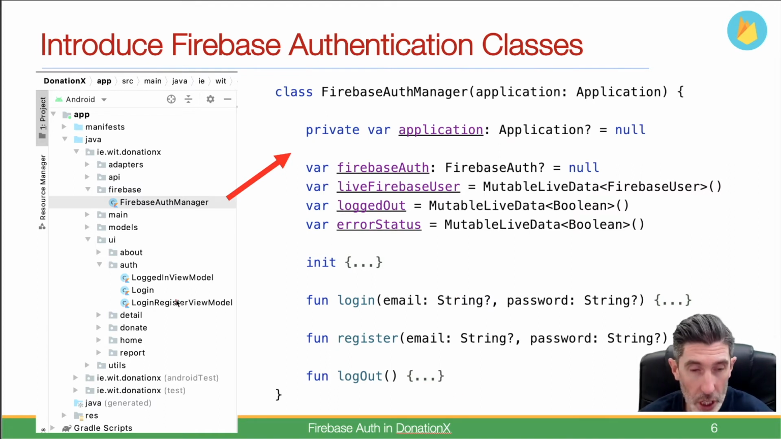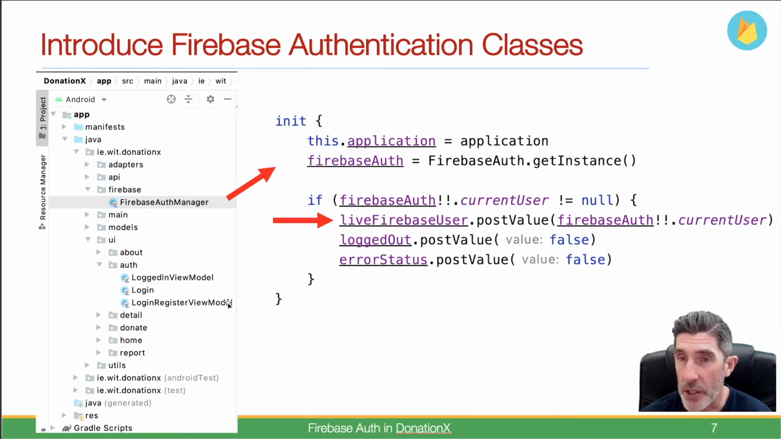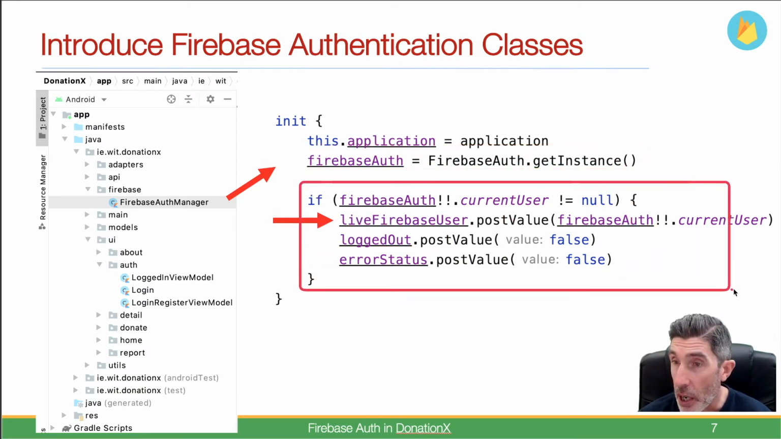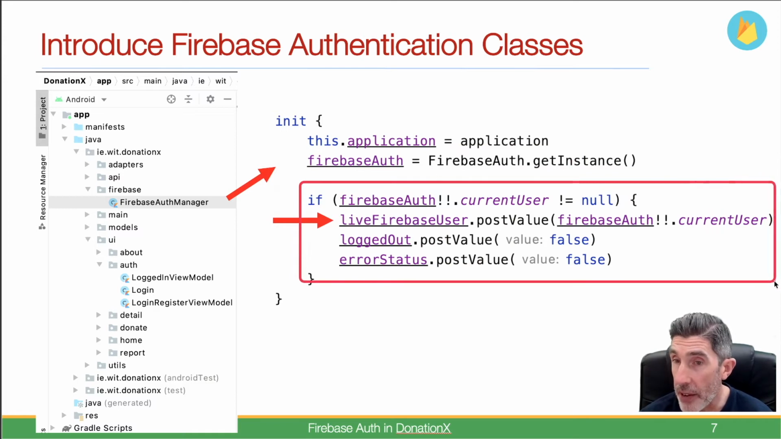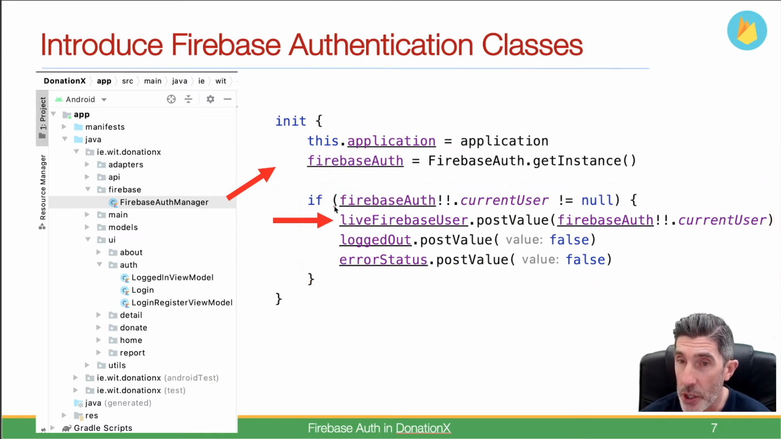Okay, so if we look at those in a little bit more detail. So here's our init. What do we do in the init? We grab our application object, we get that Firebase Auth instance, and then we do a check here to see, are we logged in already? Do we already have a current user? If our current user is not null, we update the live Firebase user's value.